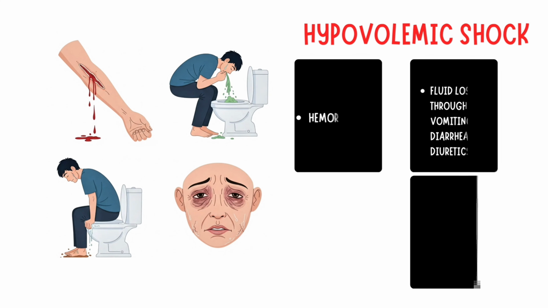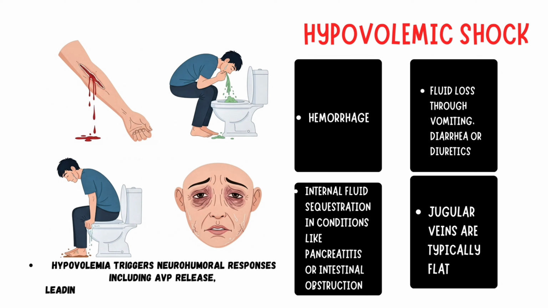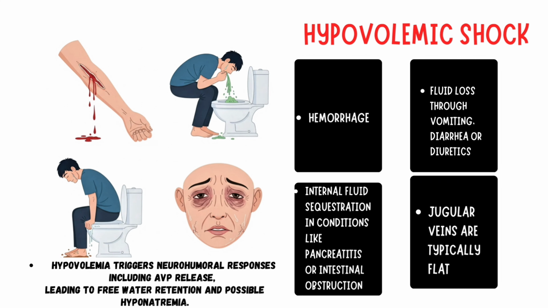First, hypovolemic shock. This is from fluid loss, for example blood loss or plasma loss or both. Causes may include most commonly hemorrhage, then severe vomiting and diarrhea, and excessive usage of diuretics. Then we include pancreatitis and bowel obstruction. But if you ask me the hallmark feature of hypovolemic shock, I would say flat neck veins, because there is not sufficient pressure in veins because patient is continuously losing fluid. Now, hypovolemia triggers neurohumoral responses leading to free water retention and possible hyponatremia.